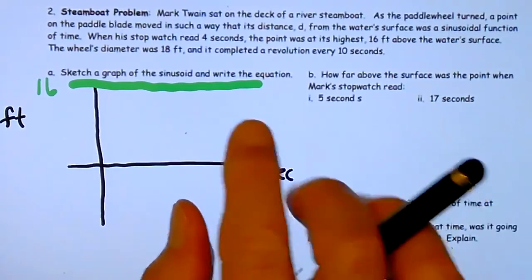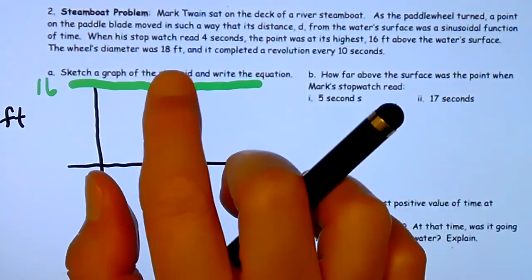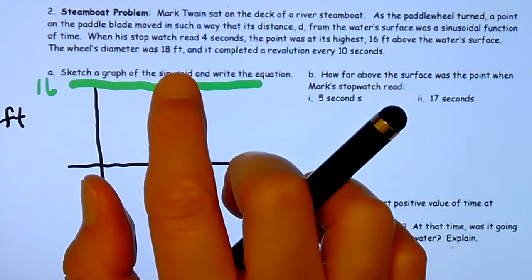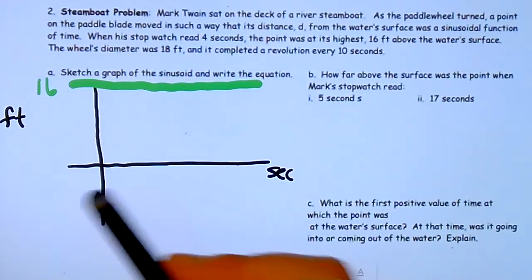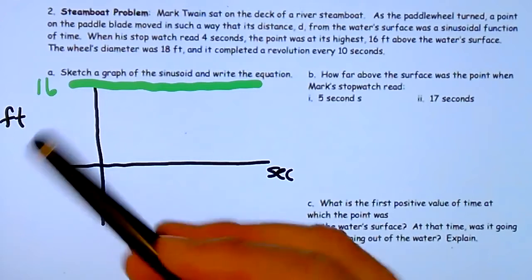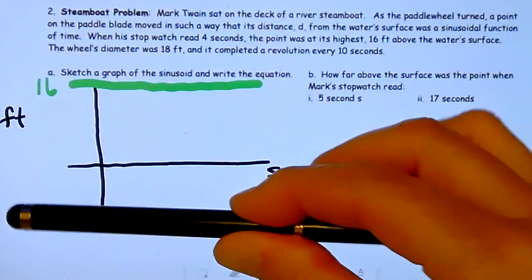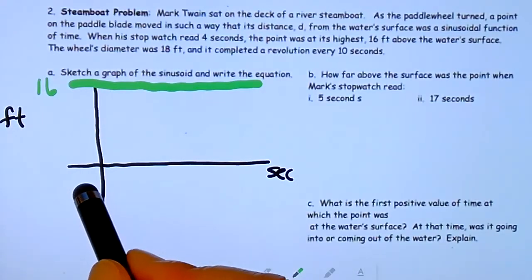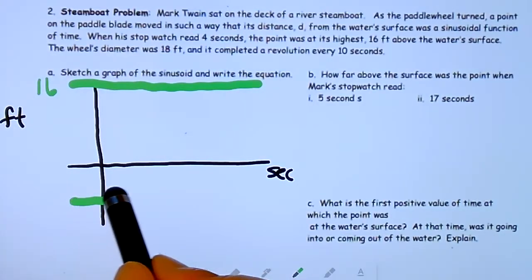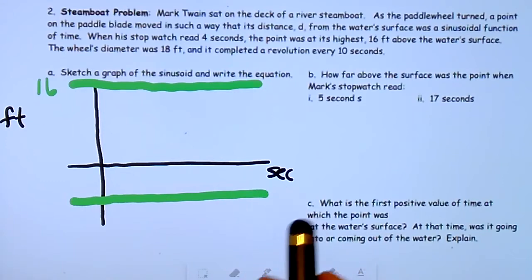Okay, now I know that the diameter of the wheel is 18, which means that it's going to be going to -2 as a low, because I need to be going 18 below this. So we're going to have our low at -2. I'm going to kind of drop it down just so I can get my numbers written above it. Okay, so this is going to be at -2.